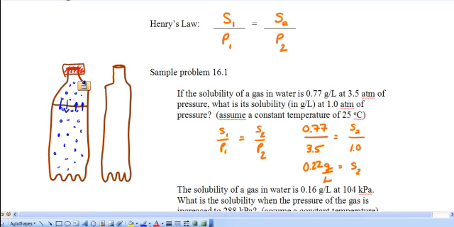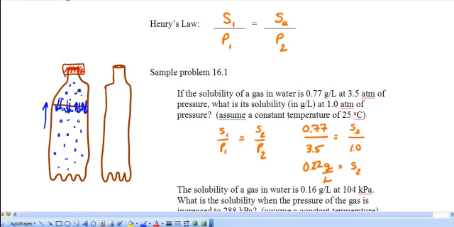Now, under high pressure, you're going to be forcing a lot of gas down into the pop. What happens at low pressures means you have very few particles up top here, and that means more particles can escape up into that gaseous area above the pop. So the higher the pressure is, the more gas you can keep forced down into the solution. The less the pressure is up top, the more the gas can escape into that open area.